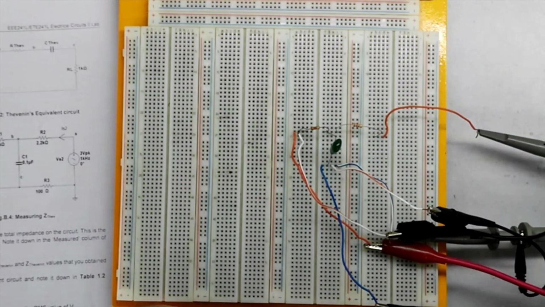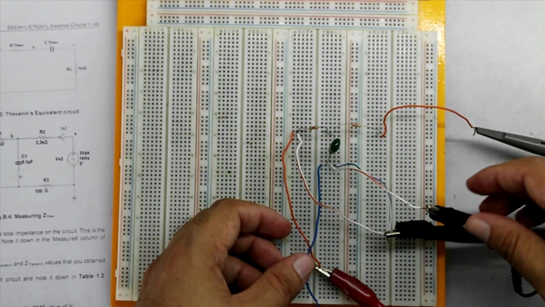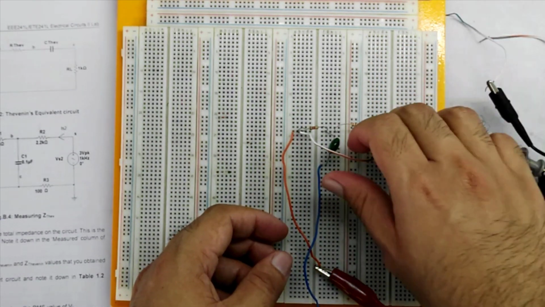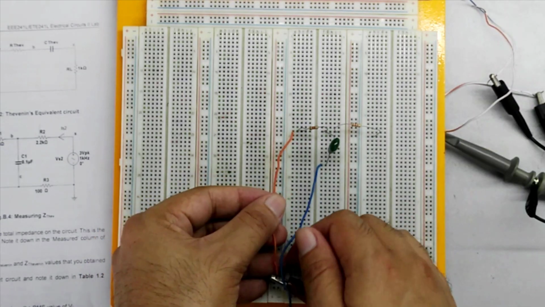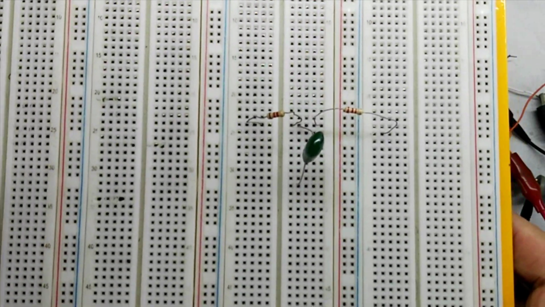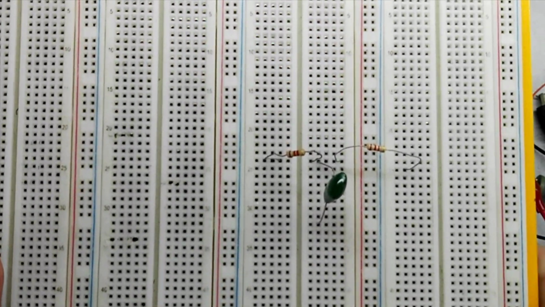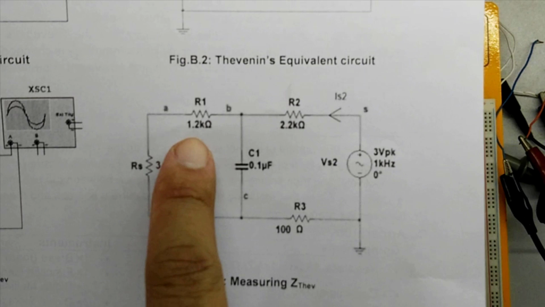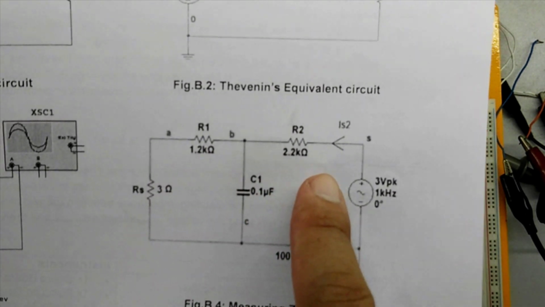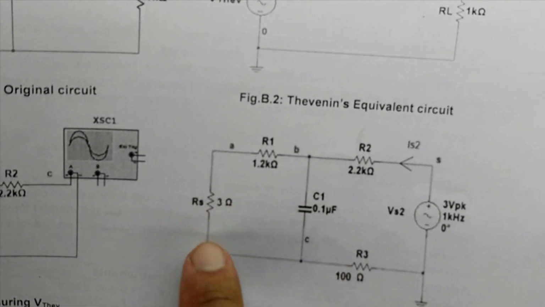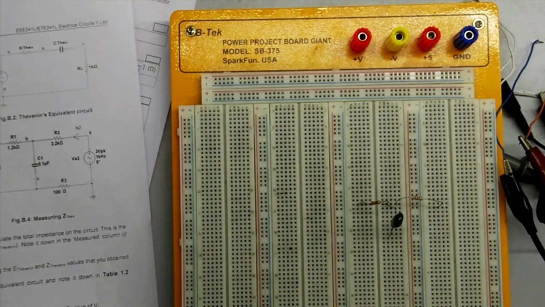So first of all, I am removing the oscilloscope and the source from our circuit. So after removing the oscilloscope and source, we have this configuration. So we have this T sort of construction where we have 1.2K, 2.2K and 0.1 microfarad. Then we will need to attach a 3 ohm resistance as RS.